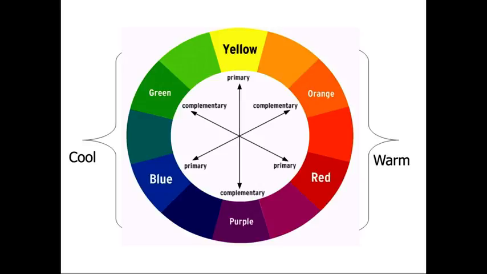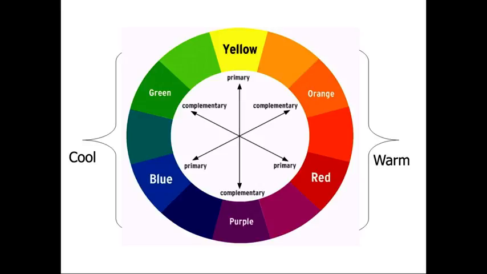Cool colors are shown on the left, green, blue, and purple, and warm colors on the right, yellow, orange, and red. Complementary colors are the ones that are opposite each other on the color wheel. I like to think of them as all of the football or hockey teams you may or may not cheer for. And lastly, the primary colors, yellow, red, and blue.